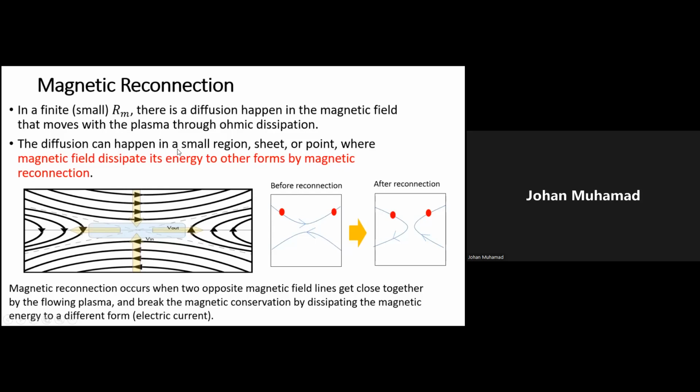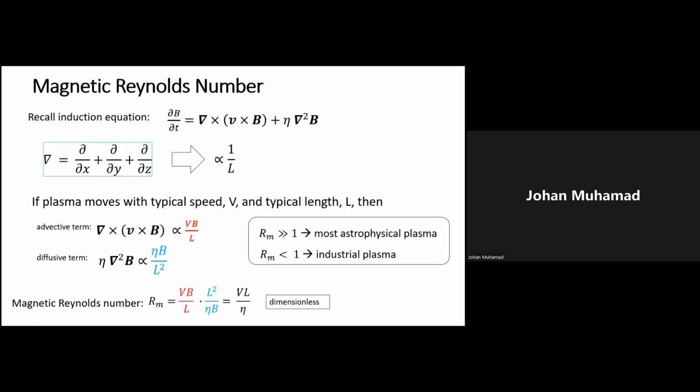So this is the role of magnetic reconnection. Magnetic reconnection allows the diffusion to be realized, and that is because of the small magnetic Reynolds number like this, which means that the diffusion term is playing some role there.